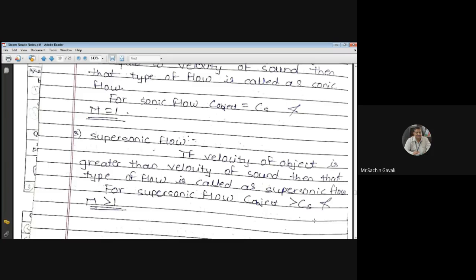Supersonic flow. If velocity of object is greater than velocity of sound, then that type of flow is called as supersonic flow. And for supersonic flow, C object is greater than CS and M is greater than 1.